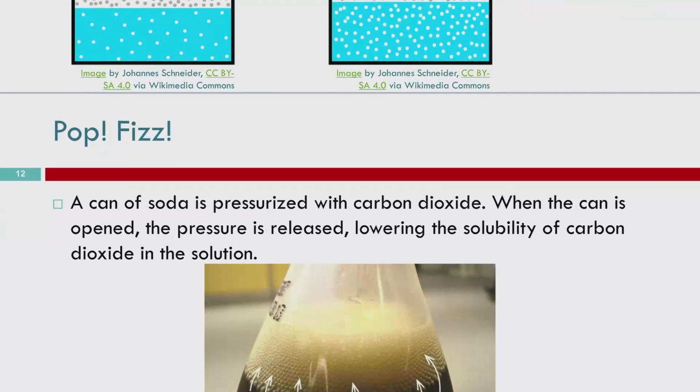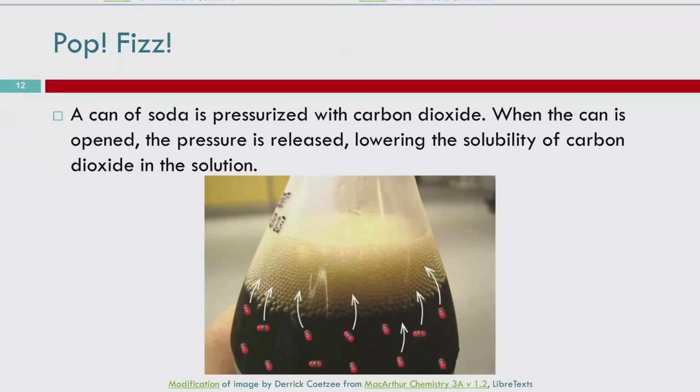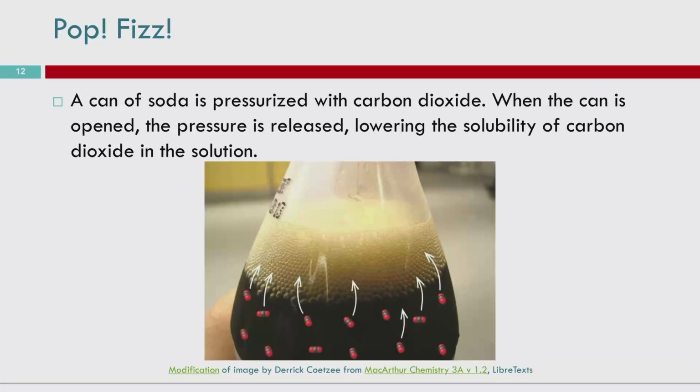And this is how cans of soda stay pressurized. A can of soda is pressurized with carbon dioxide. I believe it's about 2 atmospheres of pressure. So when you open the can, you hear that whoosh because there's extra pressure being let out. And when that pressure is released, that lowers the solubility of the carbon dioxide in the solution, and so the carbon dioxide starts to bubble out.